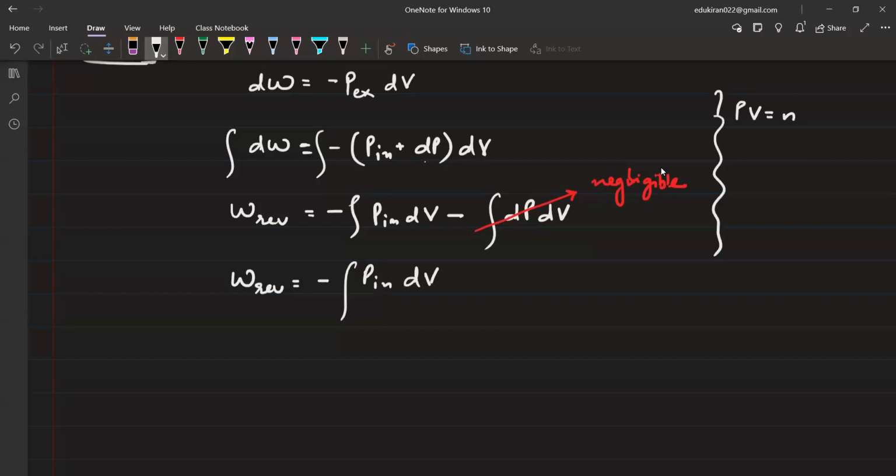Now, there is one formula that you have not learned, which is PV is equal to nRT. Have you seen this before? Anyone? No, sir. No, you have not seen this before. See, you can understand this very easily. All of you, take a look.